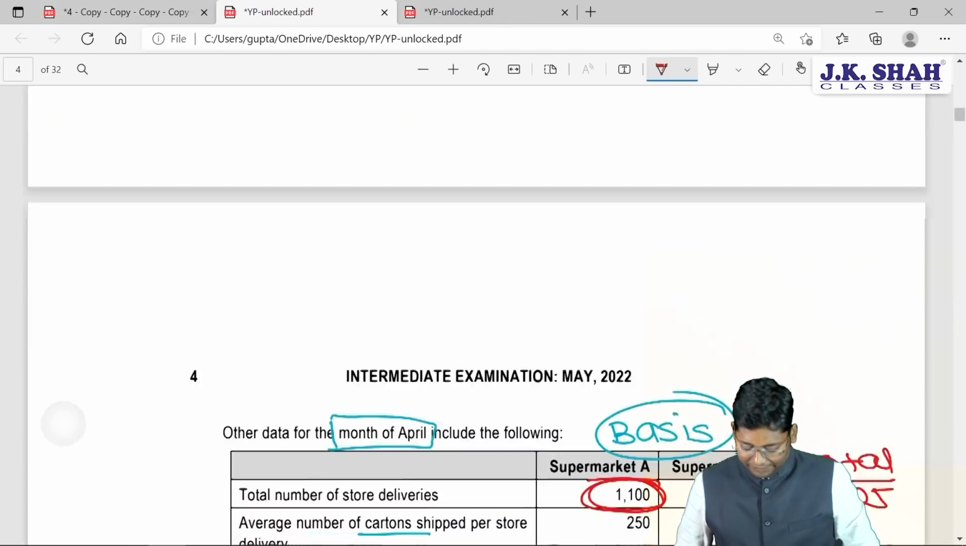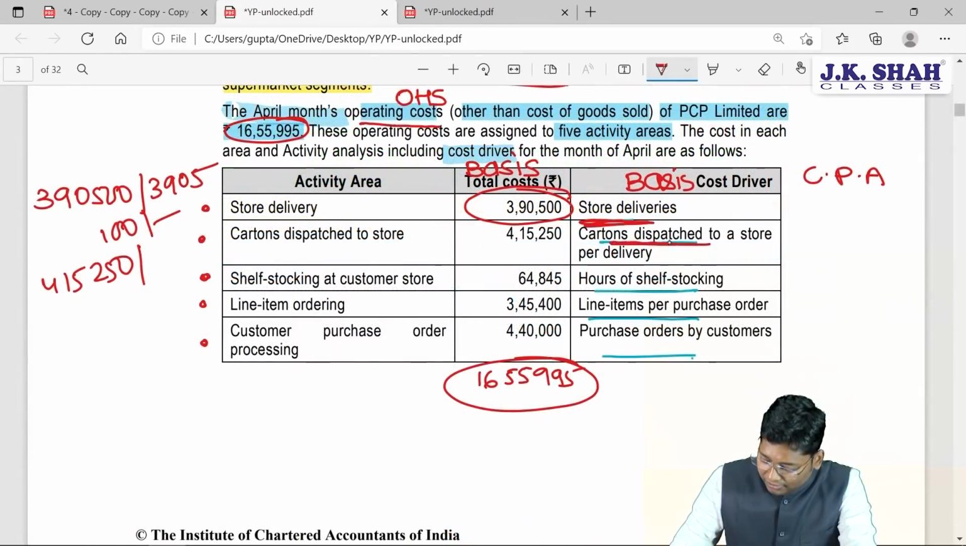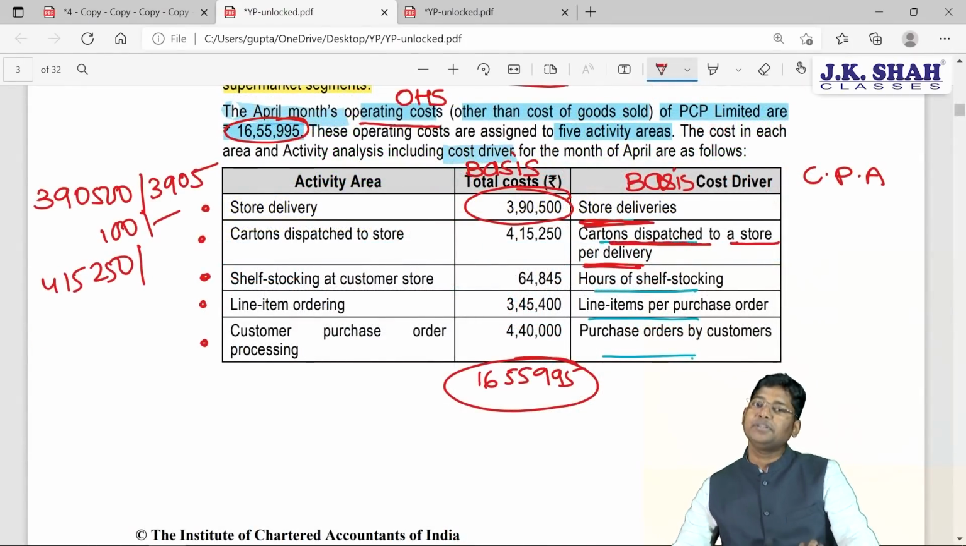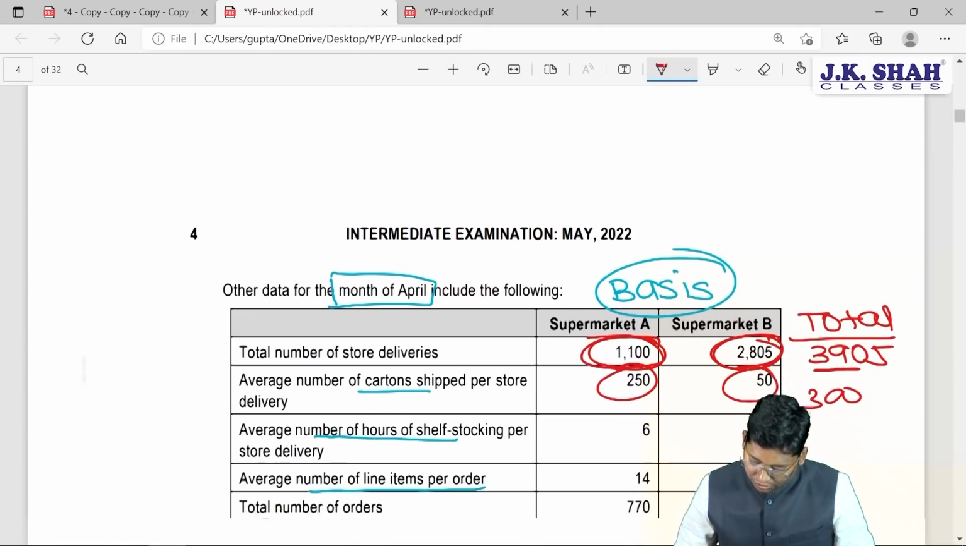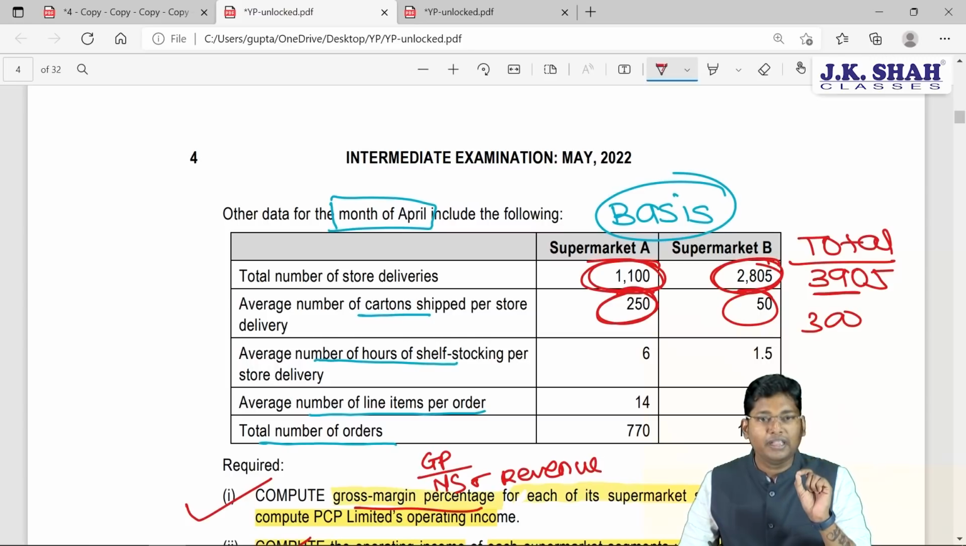Next activity. The next activity is cartons dispatched to store amounted to rupees 4,15,250. Correct? It should be divided by using total carton dispatched to a store per delivery. Correct? No? This is the basis which we have to consider. Now let's check carton dispatched to a store per delivery is given in the question or not. Yes, it is given. Average number of cartons shipped per store delivery is 250. 250 are not the total cartons shipped.